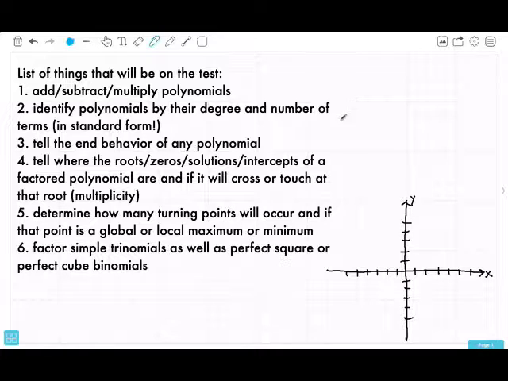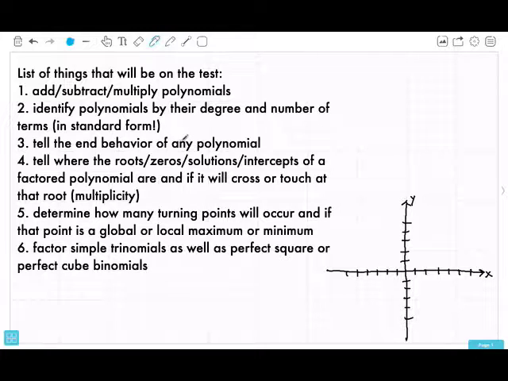So these are the 6 items that will be on the test, guaranteed. Okay, you're going to add and subtract and multiply polynomials. We'll do that last on a separate paper. Okay. We're going to take polynomials, and all of them will be in factored form already, unless it's simple things like identifying polynomials by their degree and number of terms. So the largest power, and then how many terms there are in there.